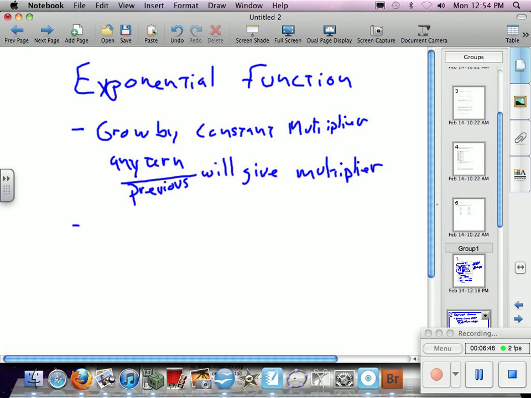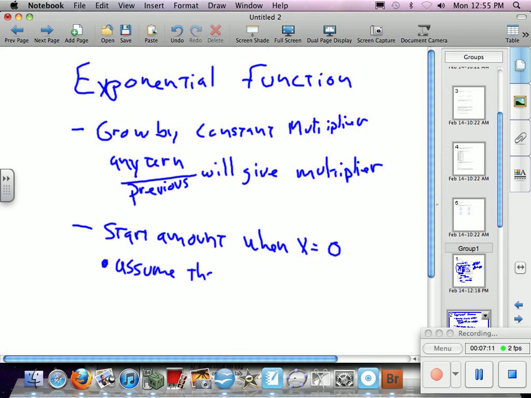Also, the start amount occurs in the list when x equals 0. Also, a subnote to that is, if you have a couple of data points, you can assume that the first data point is the start amount for now.